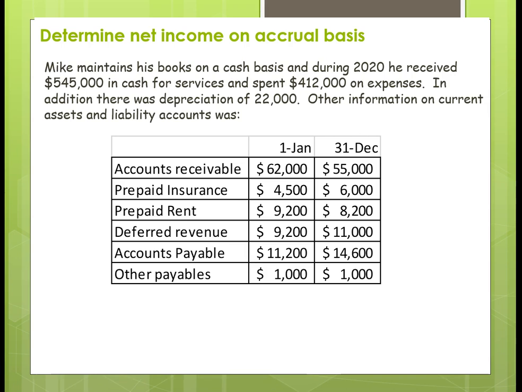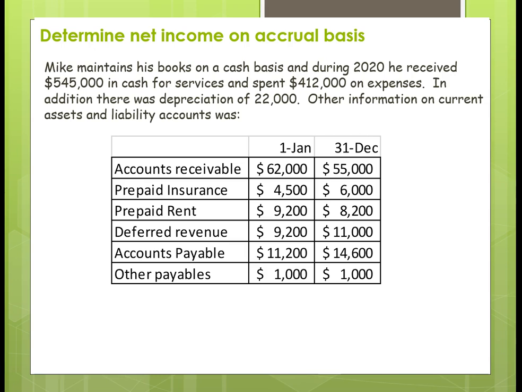Now we're going to look at an example. Mike maintains his books on a cash basis, and during 2020 he received $545,000 in cash for services and spent $412,000 on expenses. In addition, there was depreciation of $22,000, and other information on current assets and liabilities, because that's the only thing you would be looking at.